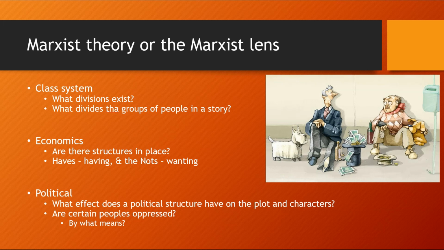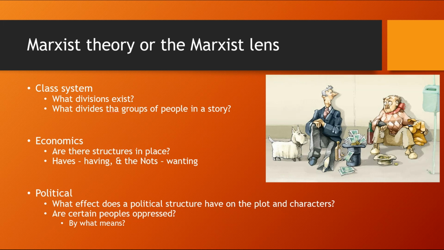What structures are there in place to keep people with money, to have money and keep the money, and what structures are in place to keep the have-nots? What structures are in place to keep them wanting, to keep them lower on the economic scale, to keep them lower in the class system? Is there mobility? Can they rise up? Many times in America, they say, pull yourself up by your bootstraps. Well, there's that, upward mobility is a possibility. But you're going to be looking at the Marxist lens, and these are the kind of things you're interested in.